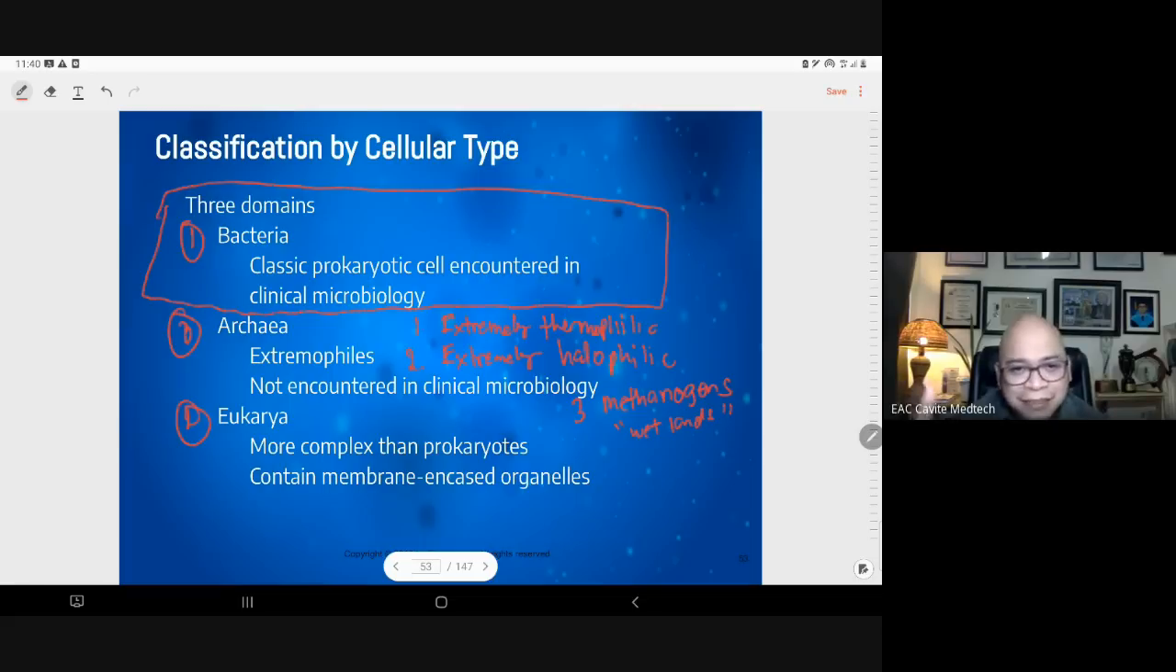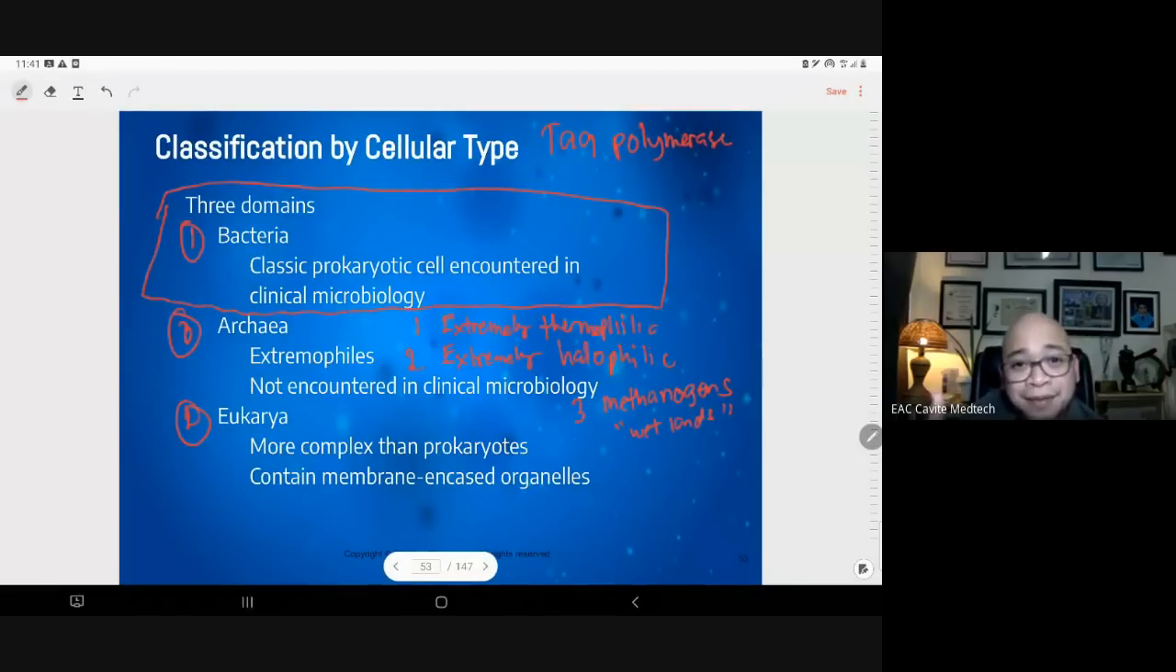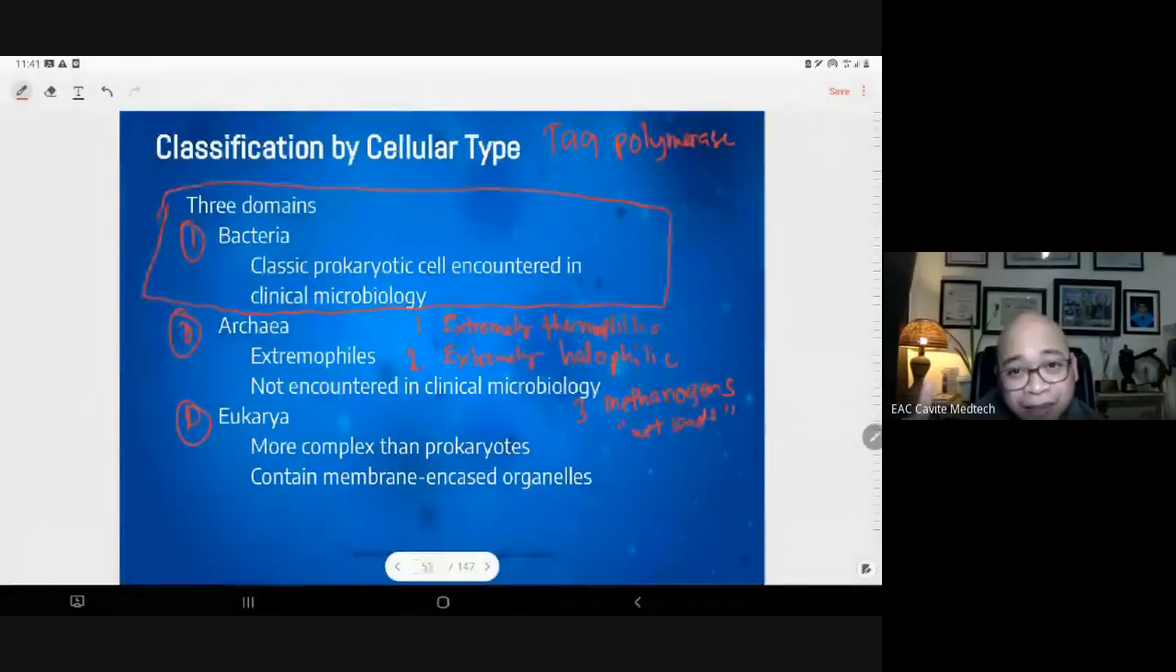And the archaeobacteria is very important because of the enzymes that we are using from PCR, actually the Taq polymerase. This one is the most important enzyme in PCR, and we actually get it from Thermus aquaticus, an example of a thermophilic organism. Okay, that's the origin of the Taq polymerase.